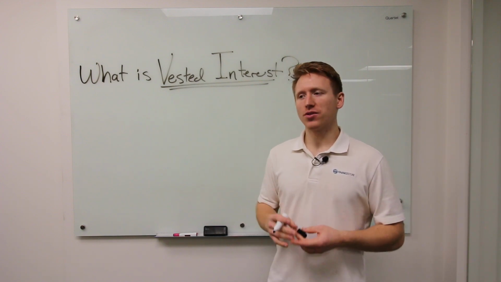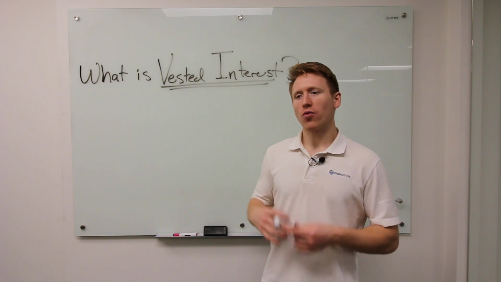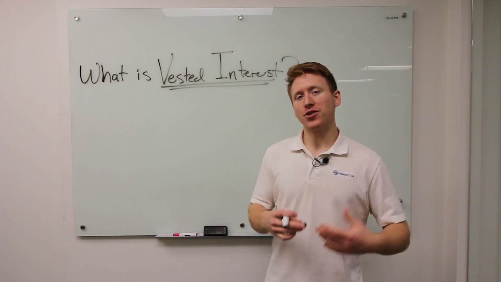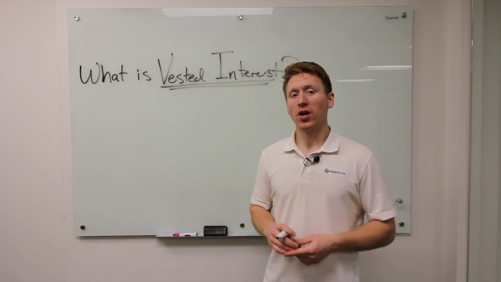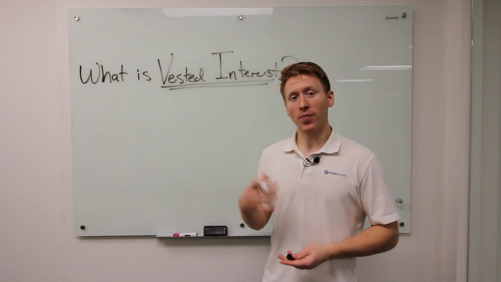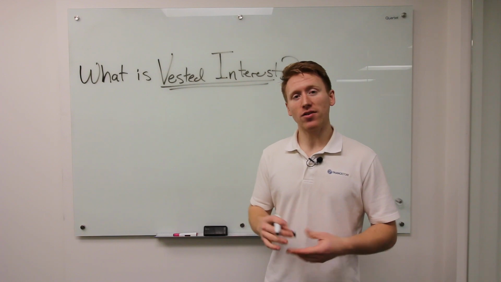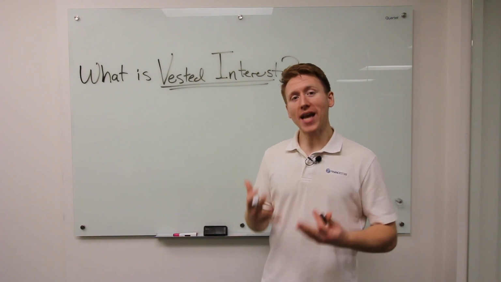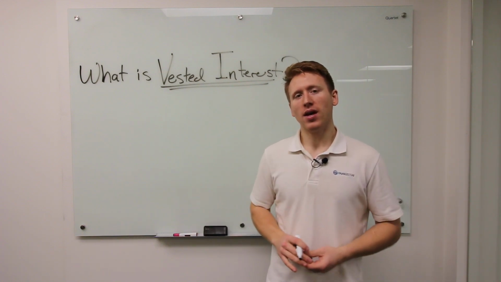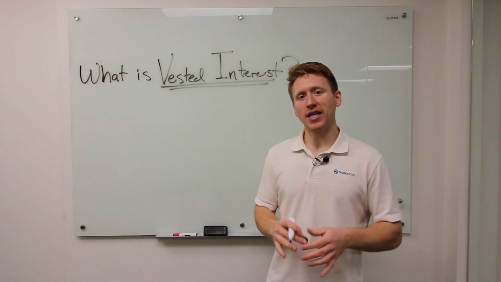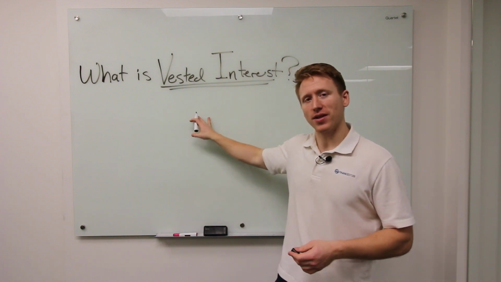It really comes down to when you want to refinance your property and turn it into a rental. A lot of people use the BRRRR strategy, and we're going to be going over the BRRRR strategy in coming videos. What it entails is buying properties, rehabbing them, then renting them out. If that's going to be your strategy, you need to understand vested interest.